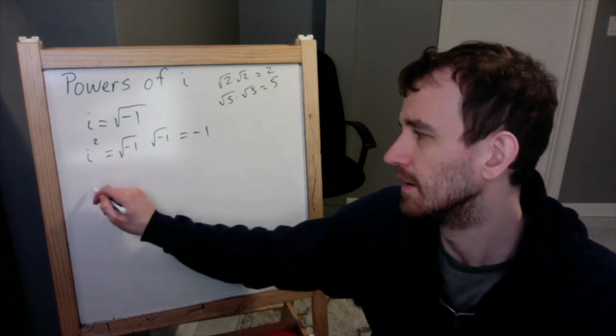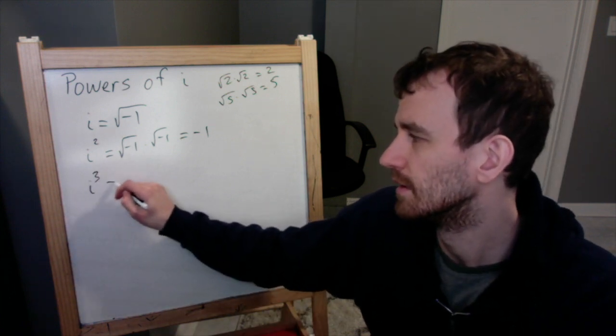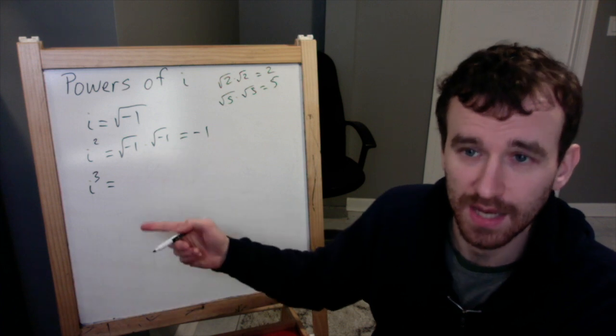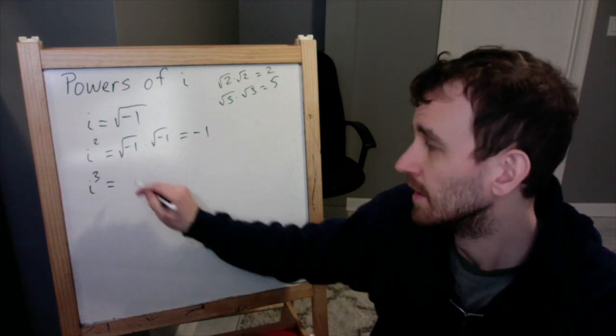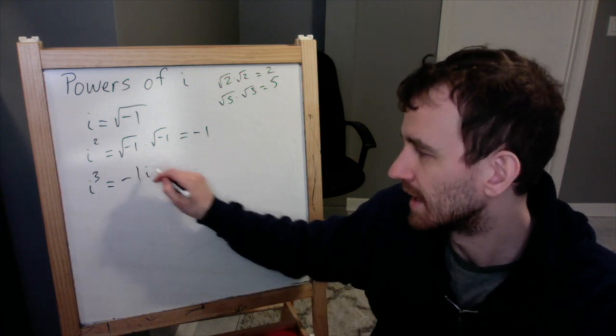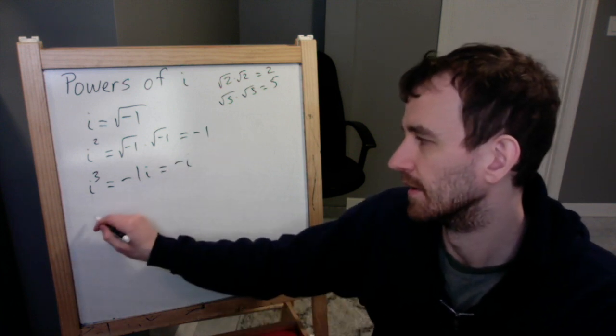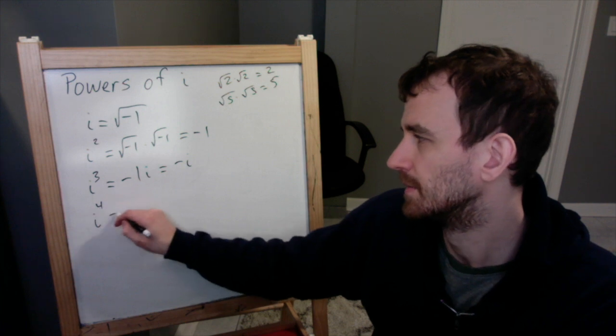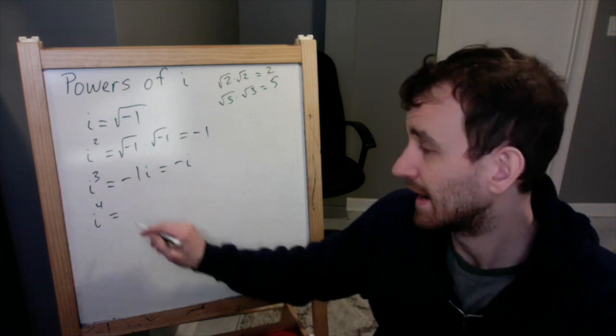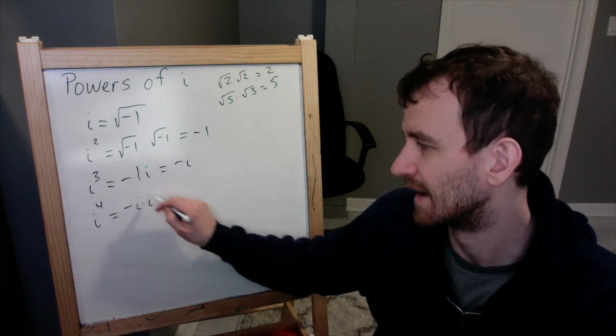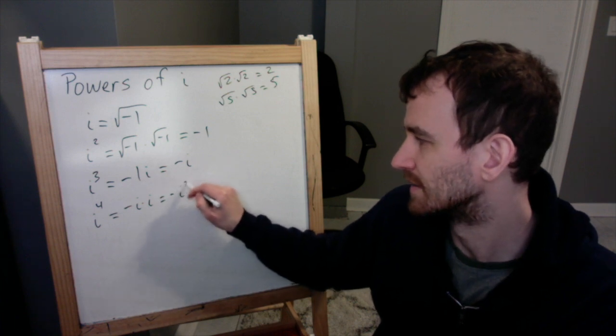If we keep going, we take i cubed. Well, that's going to be i squared times i, to add a third power. So that's just negative 1 times i, or just negative i. Again, if we keep going, i to the fourth, well, you multiply another i, that's negative i times i, which is negative i squared.